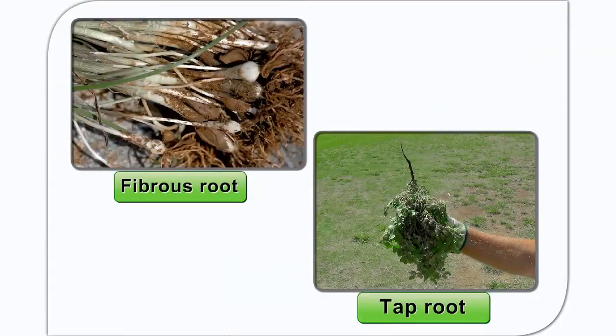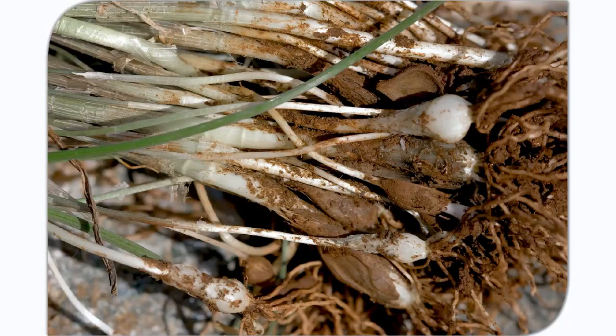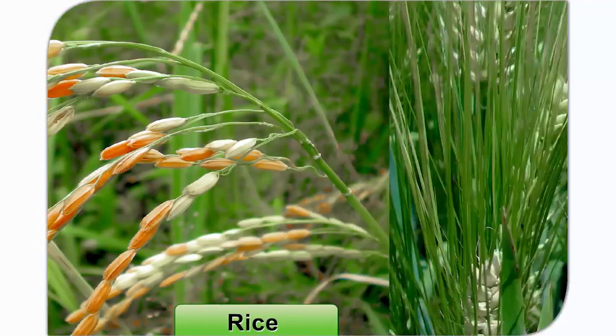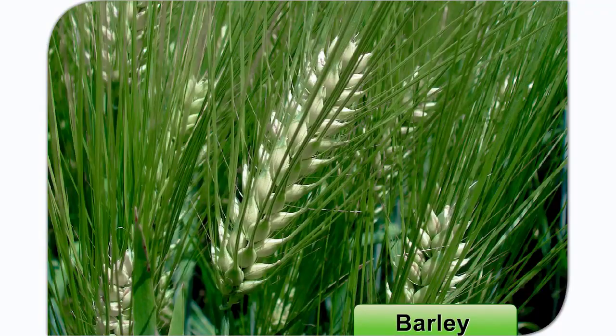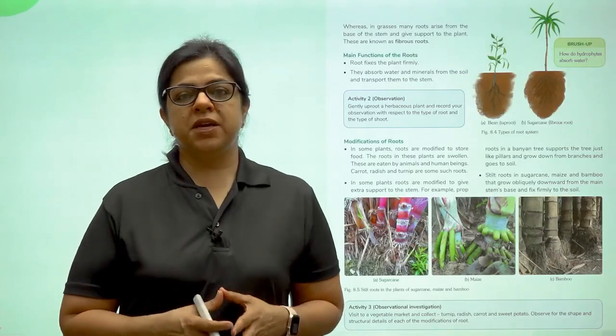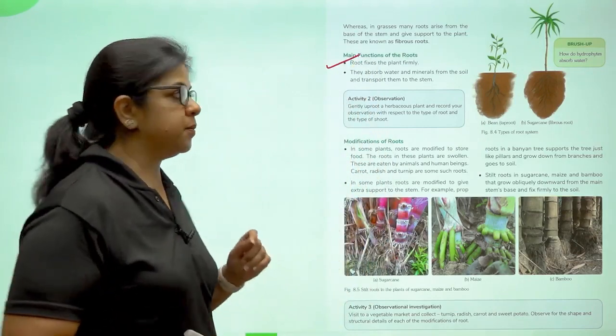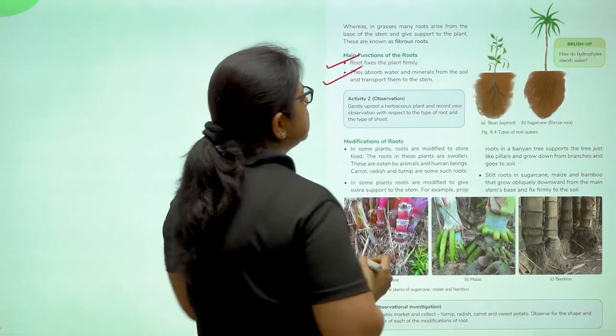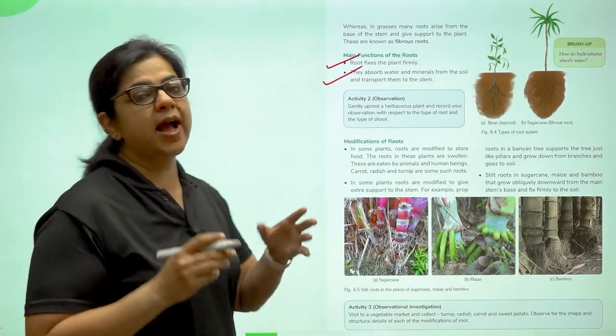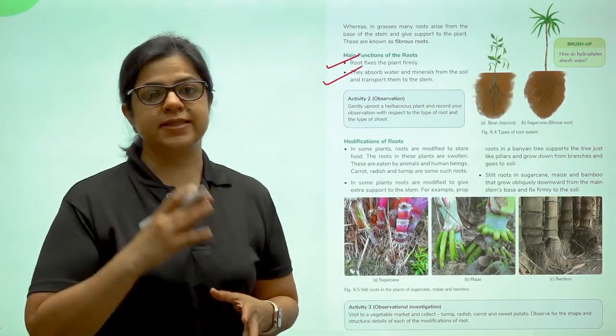In fibrous roots, a cluster of fiber-like roots arise from a point that is the base of the stem and spread out into the soil. Plants like maize, rice, barley have fibrous roots. So children, what are the main functions of the roots? The root fixes the plant firmly. They absorb water and minerals from the soil and transport them to the stem.